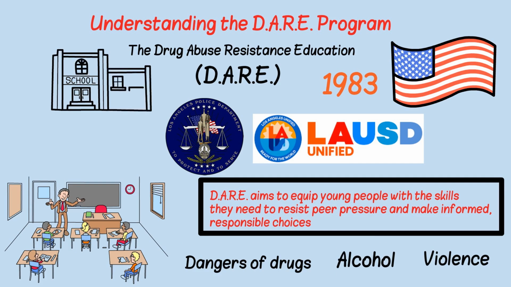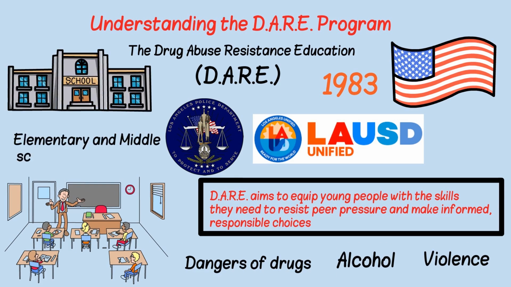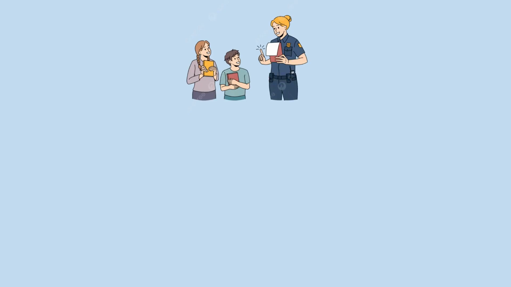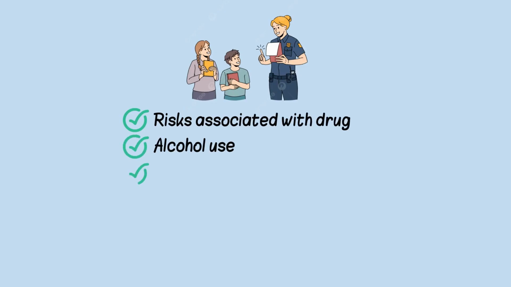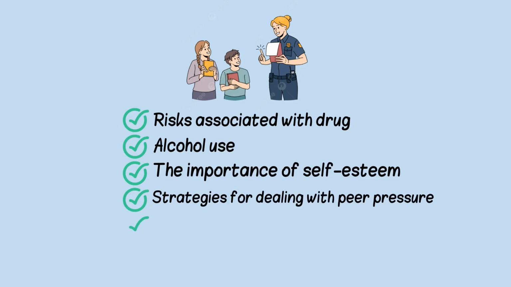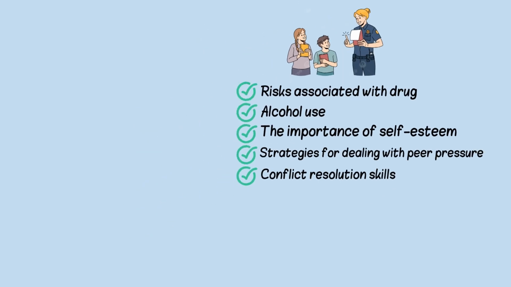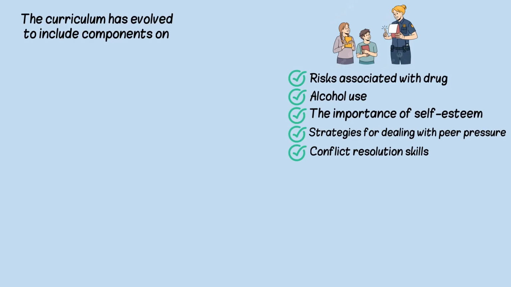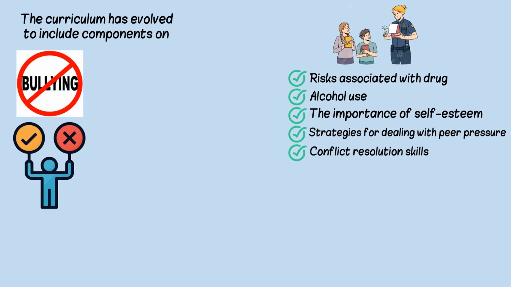The program operates in schools across the United States and internationally, targeting elementary and middle school students with some high school extensions. Police officers trained as DARE instructors deliver a series of lessons that cover a variety of topics, including the risks associated with drug and alcohol use, the importance of self-esteem, strategies for dealing with peer pressure, and conflict resolution skills. The curriculum has evolved to include components on bullying prevention, decision-making frameworks, and fostering positive relationships.